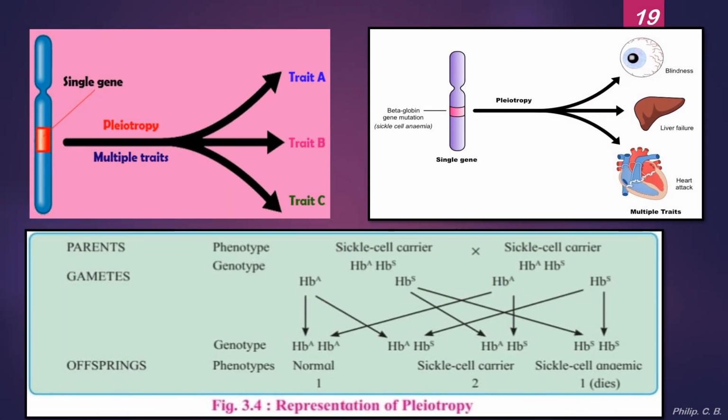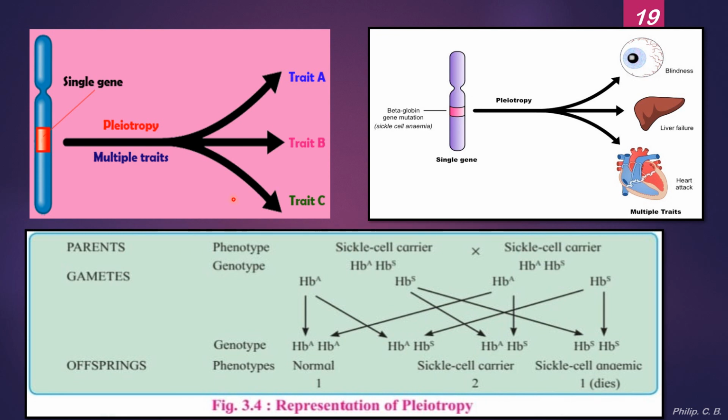Now here are a few images from the textbook and two other images which I added for better understanding. First we can see the image from the text. It is figure 3.14, representation of pleiotropy: parents' phenotype, sickle cell carrier, the gametes, genotype HbA, HbS. As we just read out, HbA is the normal gene, HbS the sickle cell gene, HbA again here, and HbS. When the crossing over takes place, the HbA from either parent will be normal, two will be sickle cell carriers, and one anemic. So 1:2:1, and the anemic condition, the recessive trait, does not survive.